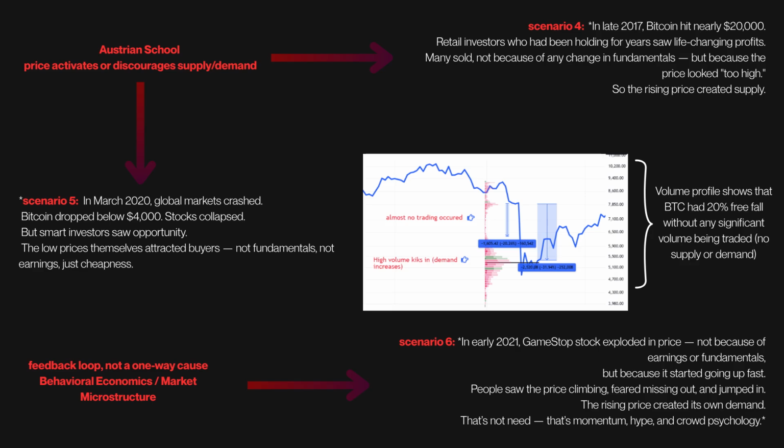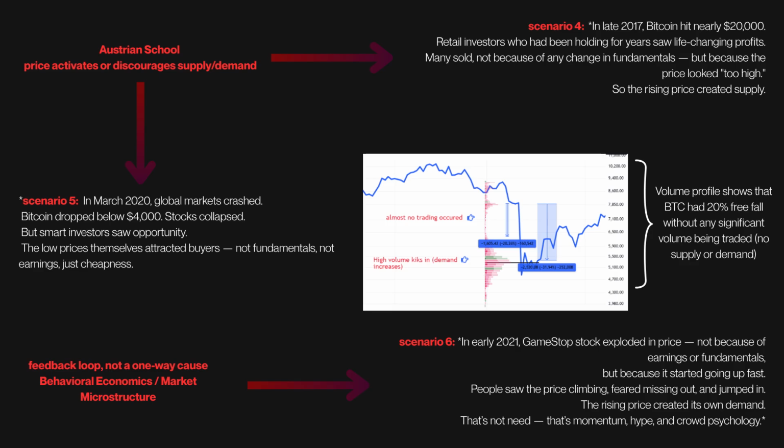GameStop stock explodes. Not because of earnings, not because of news, but simply because price started rising fast. People jumped in, fearing they'd miss out. Demand was created by the price action itself. That's not fundamental value. That's momentum. That's hype. That's crowd psychology. It's a perfect example of the feedback loop described in behavioral economics. The market reacts to itself, and in that kind of loop, price becomes both cause and effect.